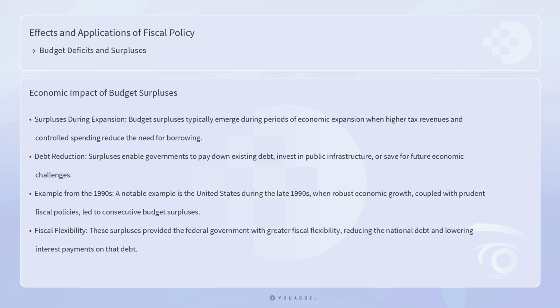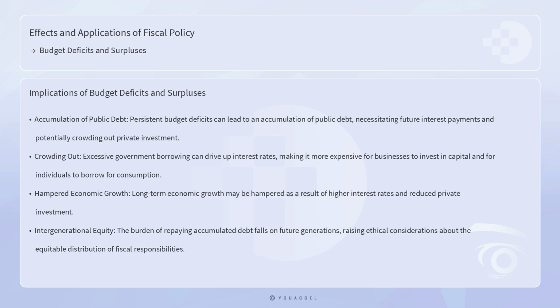debt. The implications of budget deficits and surpluses extend beyond immediate economic conditions, influencing long-term fiscal sustainability and intergenerational equity. Persistent budget deficits can lead to an accumulation of public debt, which necessitates future interest payments and potentially crowds out private investment. The concept of crowding out suggests that excessive government borrowing can drive up interest rates, making it more expensive for businesses to invest in capital and for individuals to borrow for consumption. As a result, long-term economic growth may be hampered. Moreover, the burden of repaying accumulated debt falls on future generations, raising ethical considerations about the equitable distribution of fiscal responsibilities.